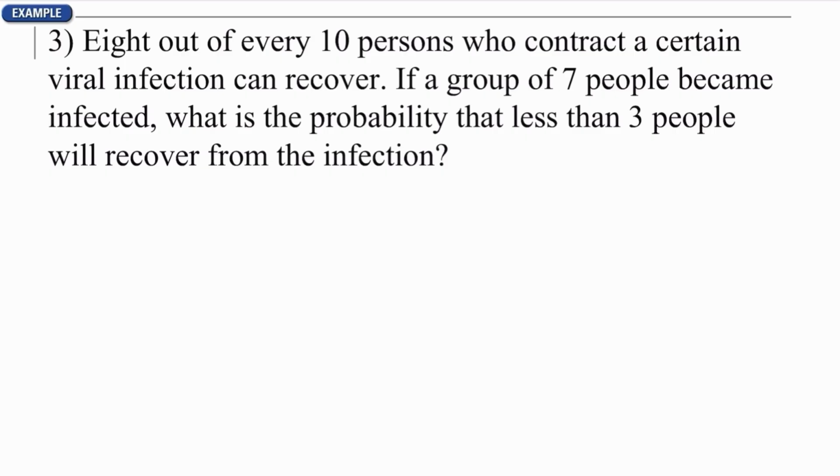Okay, number 3, same scenario as number 2. 8 out of every 10 persons who contract a certain viral infection can recover. If a group of 7 people became infected, what's the probability that less than 3 people will recover from the infection? So here's where it gets a little tricky with the English language.